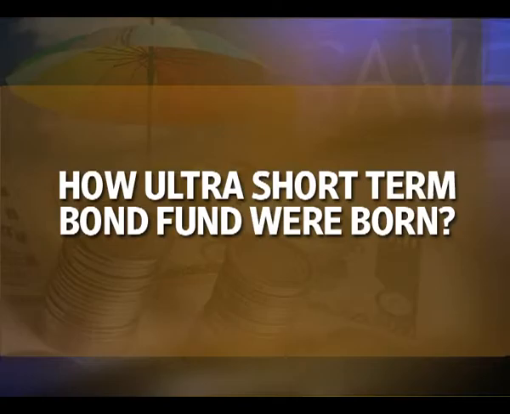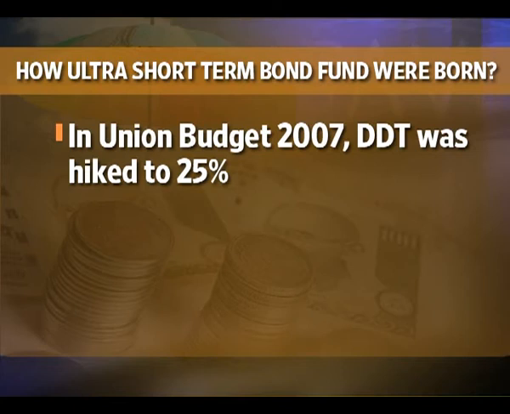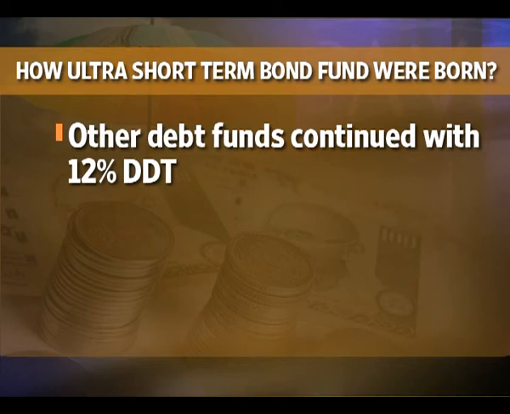Now, before we get into the difference between a liquid fund and an ultra short-term bond fund, let me give you some background as to how ultra short-term bond funds were born. In earlier times, there were only liquid funds. Ultra short-term bonds were not there. Budget 2007 hiked the dividend distribution tax on liquid funds to 25%. Other debt funds in the meantime continued to impose a dividend distribution tax of 12%, which means that liquid funds started to impose a higher dividend distribution tax. So liquid funds obviously lost their advantage over other kinds of debt funds.